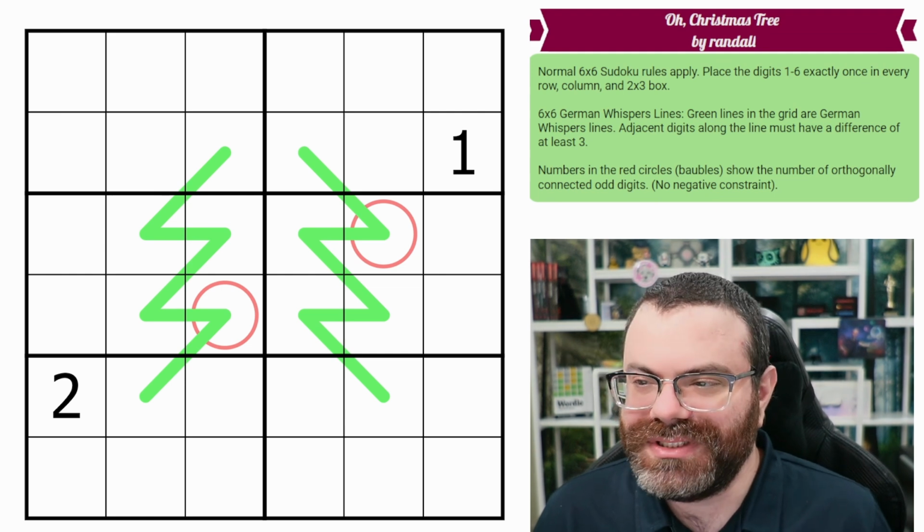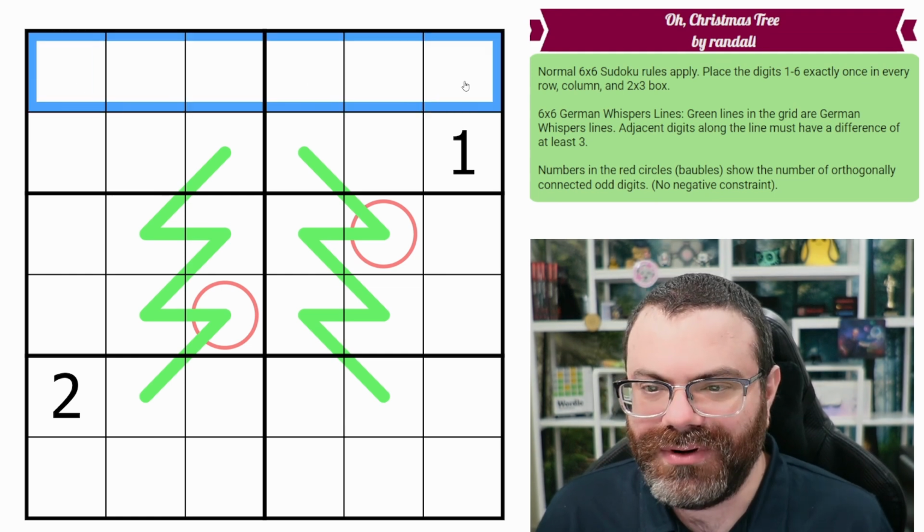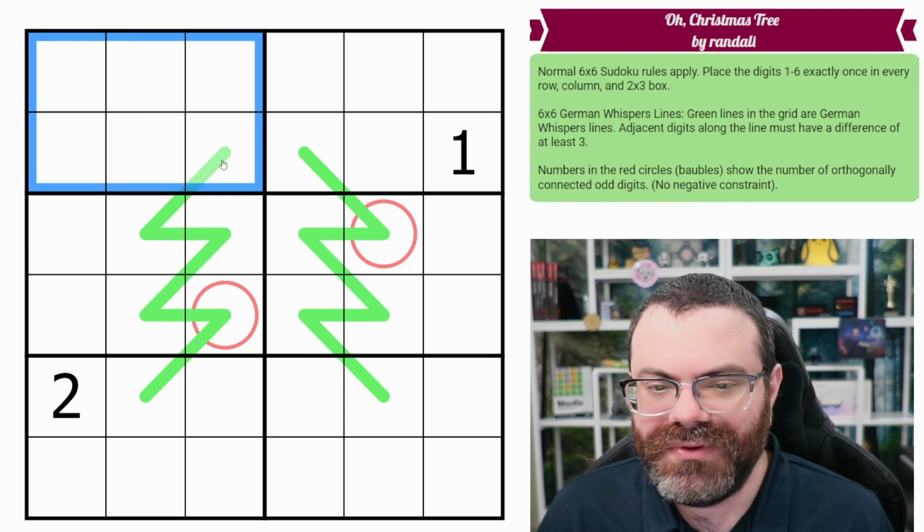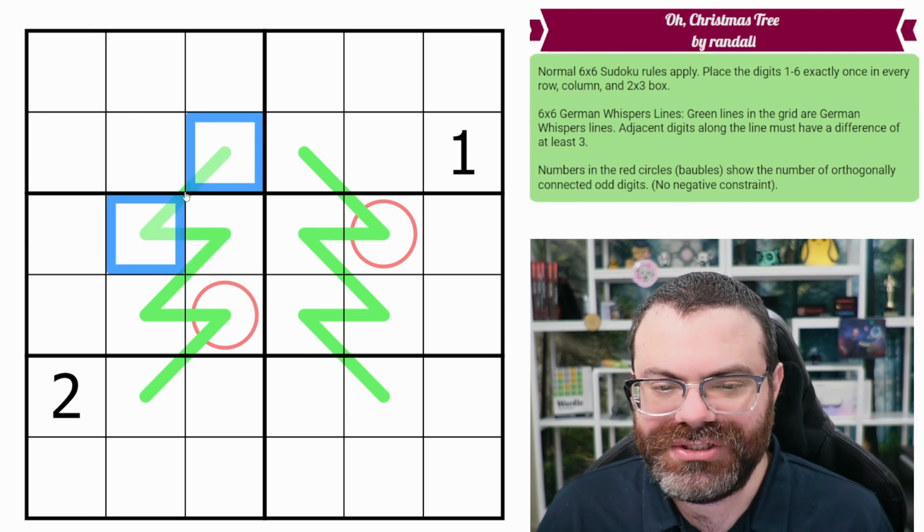All right, so we have normal 6x6 Sudoku rules. That means in every row, every column, and every 2x3 box, we are placing the digits 1 to 6 exactly once each. Let's have these green lines in the grid. Adjacent digits along the green line have to have a difference of at least 3.